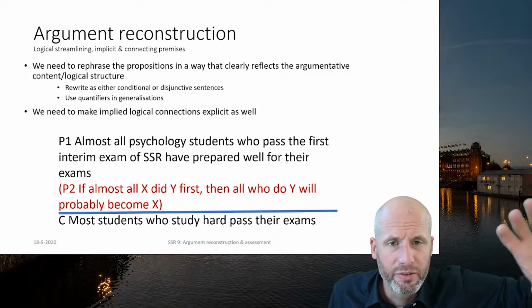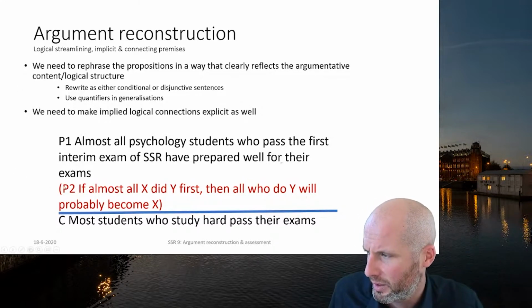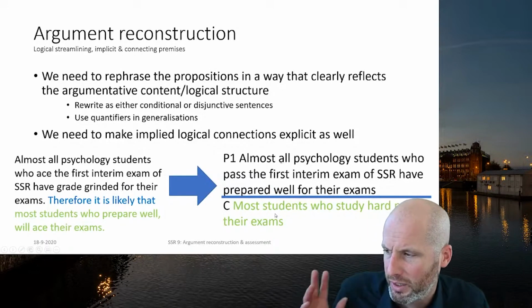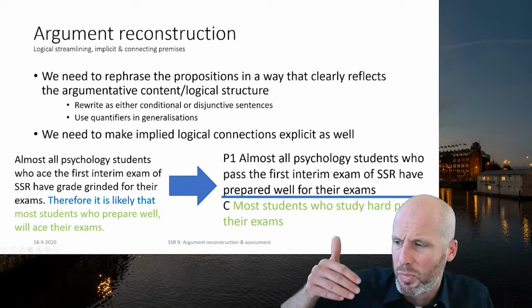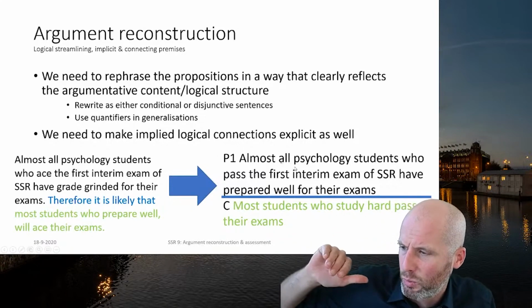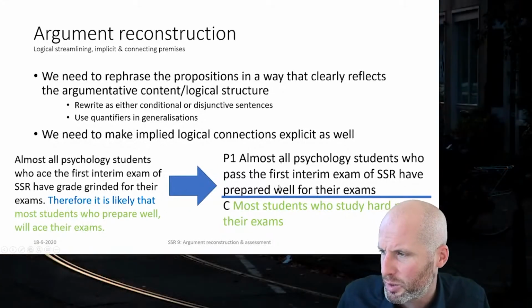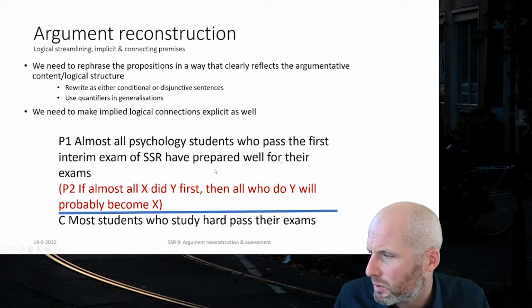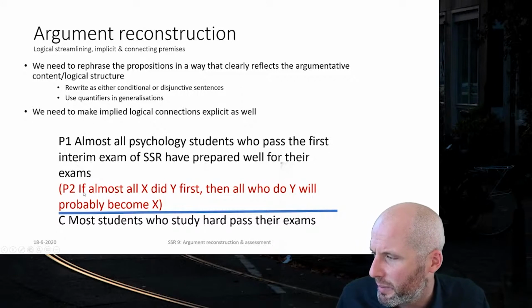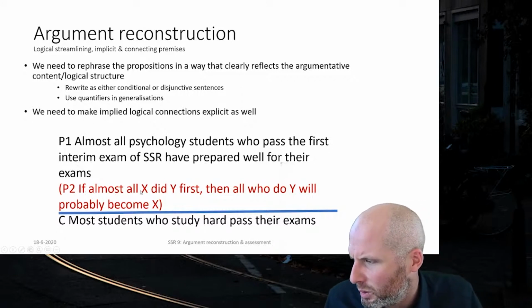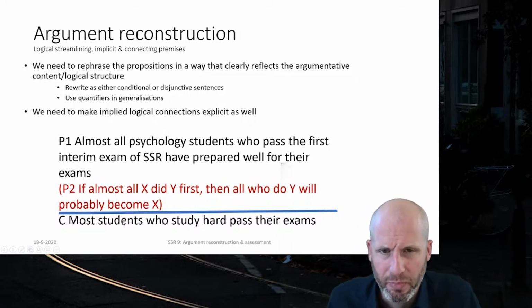So if you just literally put the propositions that you deem relevant in the standard form, you get something like this, of which you could say, well, it isn't valid, it isn't forceful, and I'm done. But you could argue that what people usually mean when they say stuff like this, what they imply but leave out in their explicit words, is the following. So almost all psychology students who pass the first interim exam of SSR have prepared well for their exam. If almost all X did Y first, then all who do Y will probably become X.